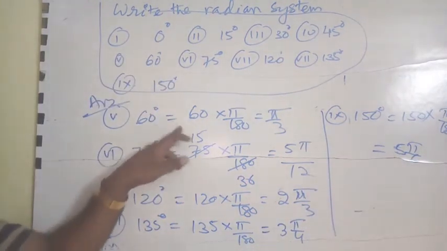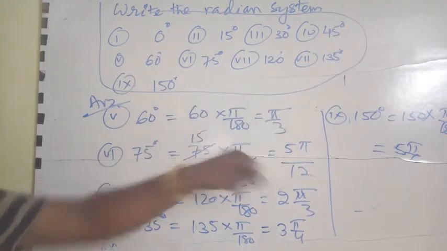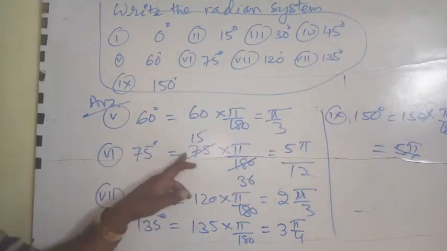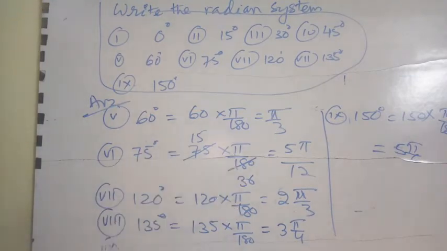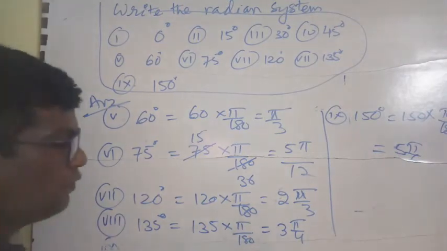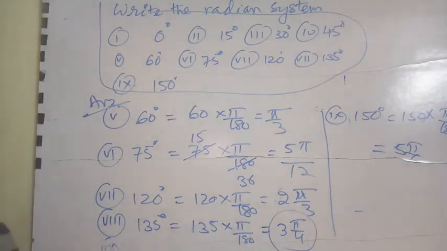60 degree, 60 into pi by 180, calculate this, pi by 3. 75 into pi by 180, cancel this, finally you get 5 pi by 12. Then 120 degree, 120 into pi by 180, that is 2 pi by 3 radian. 135 is equal to 135 into pi by 180, calculate this, 3 pi by 4 radian. And this is 150 degree, 150 into pi by 180, that is equal to 5 pi by 6 radian.